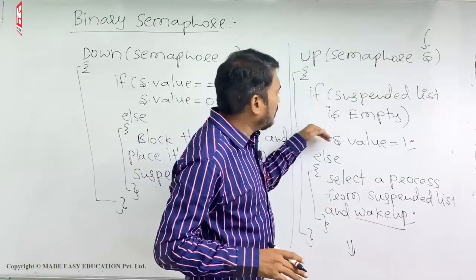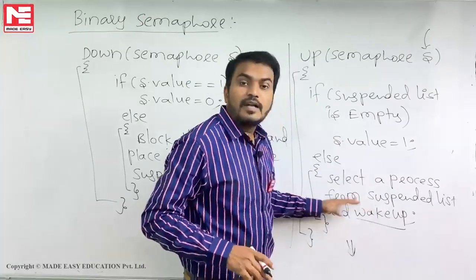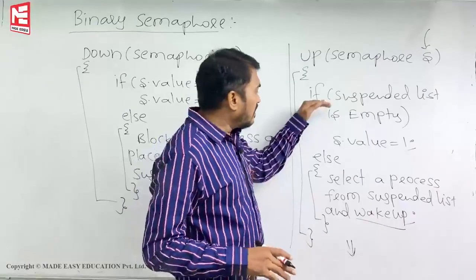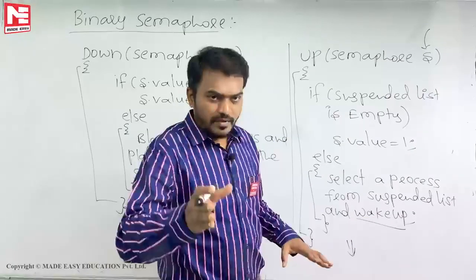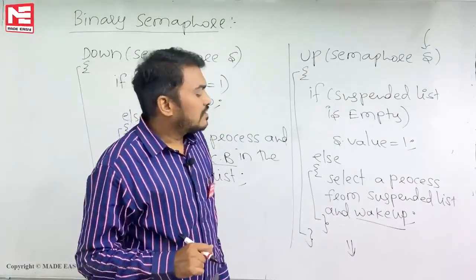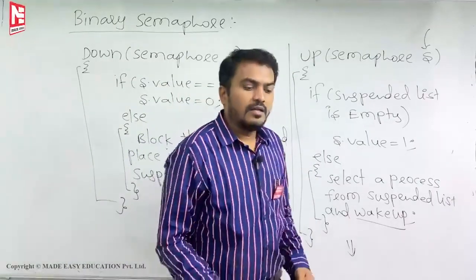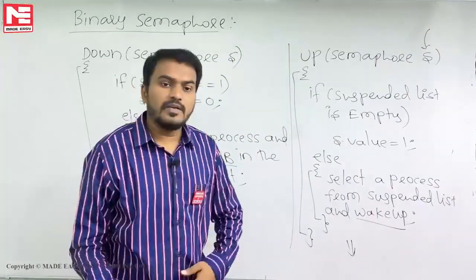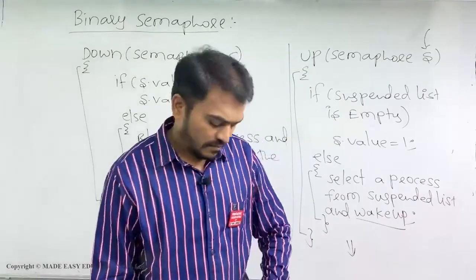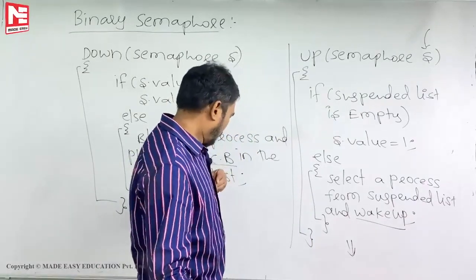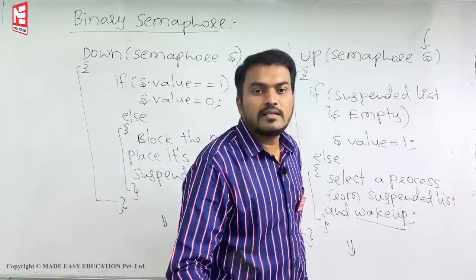If this condition is true, you make the semaphore value 1, then the process will continue. If this condition is false, you select a process from the suspended list and wake up, and again the process will continue. So in any case, you are not suspending the running process. Is that clear? Make a note of this point. There is no unsuccessful up operation, and up operation is always successful.